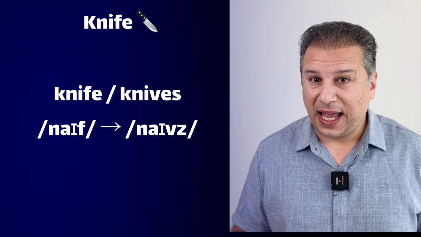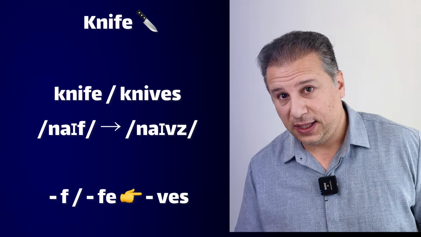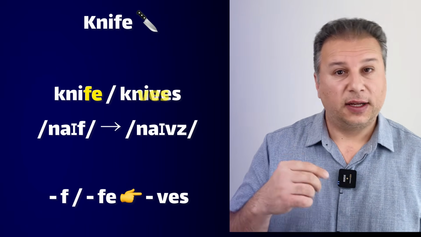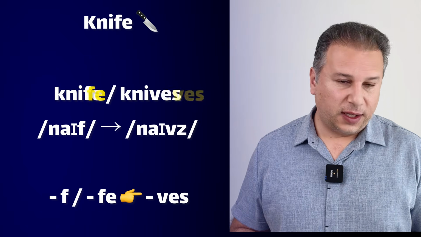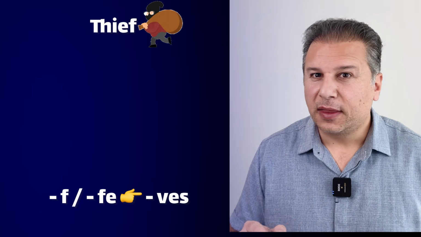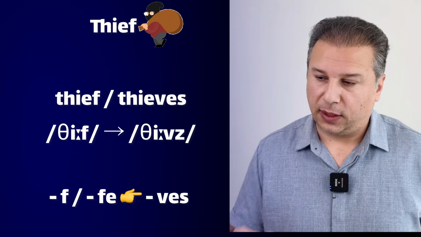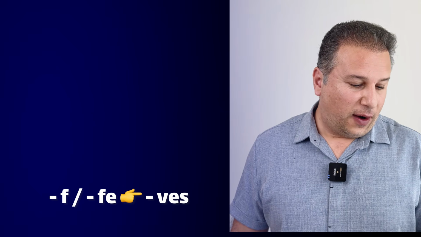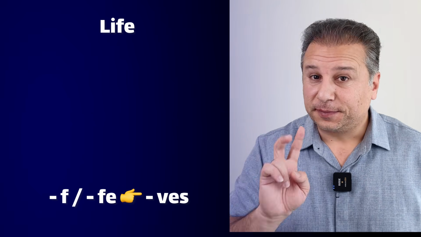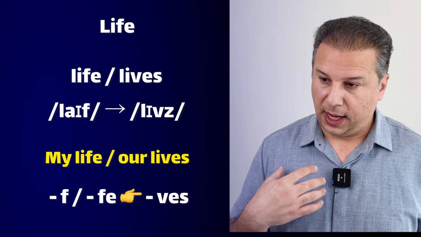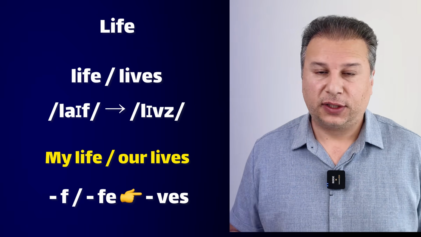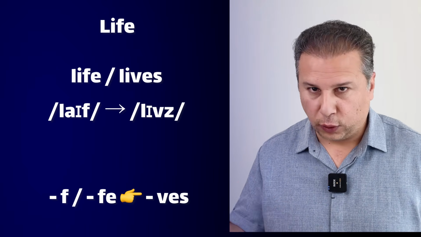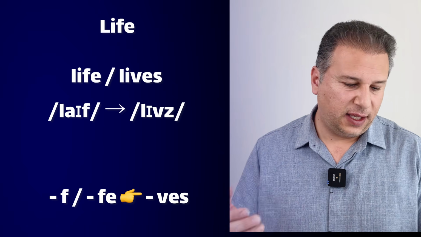So it's a rule most of the time, not always. If a word ends in F or FE, the plural form is VES, like knife, knives. So number four is the same. Thief, the plural is thieves, like one thief, a thief, or two thieves. Number five, the same. Life, lives, like my life, our lives. So we can look at it as a rule. If the word ends in F or FE, the plural ends in VES.